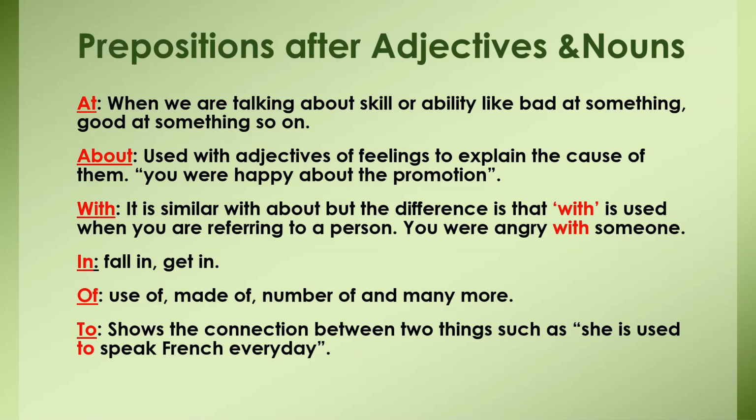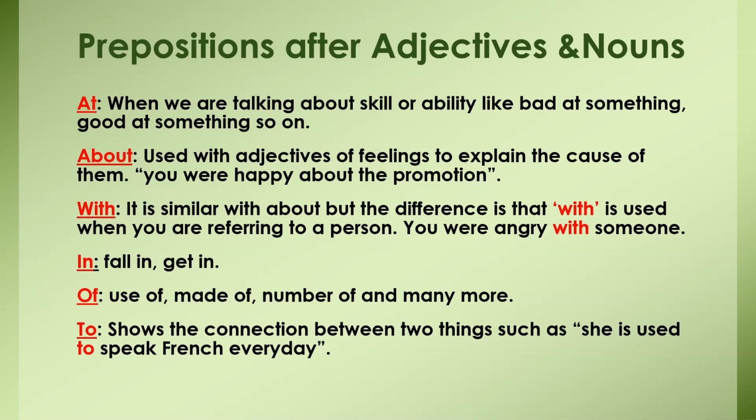Next is with. With is similar to about because it too is used to talk about feelings. However, the difference is that with is used when you are referring to a person, such as you were angry with someone.